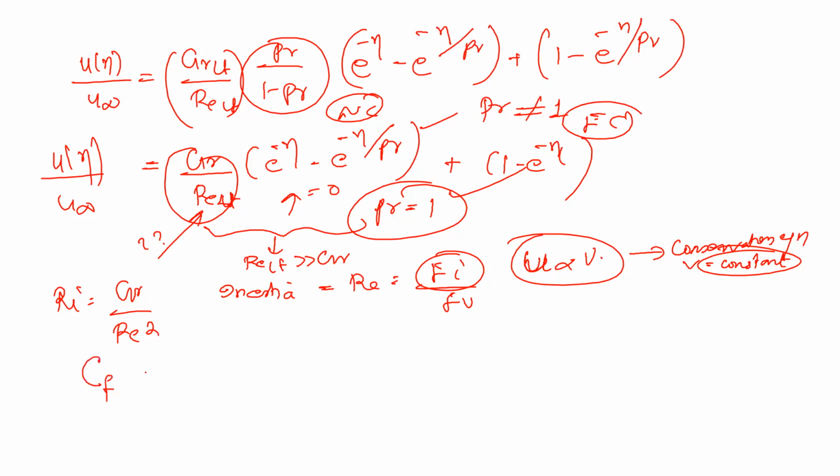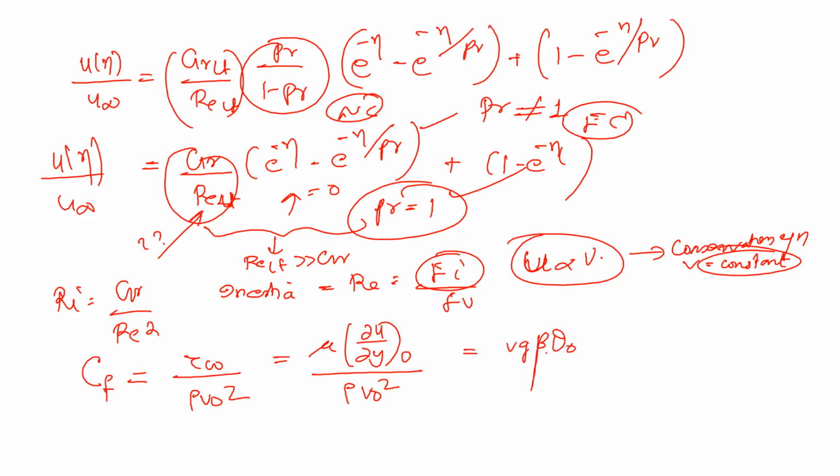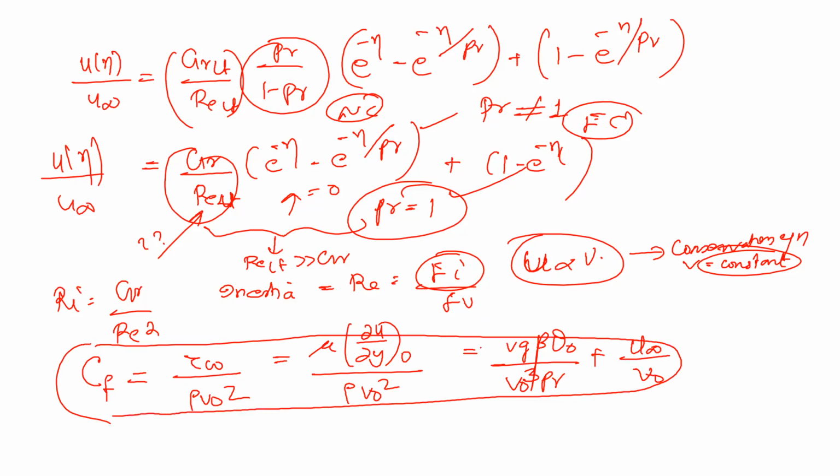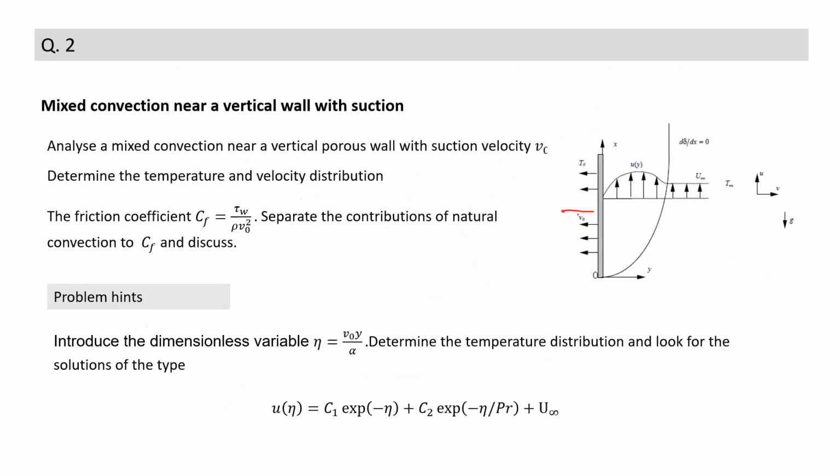Similarly, one question asked is about Cf. Cf is equal to tau_w by rho V square, which is mu dou u by dou y at 0 by rho V0 square. That comes to be g beta theta naught by mu V0 cube into Pr plus U infinity by mu. Just note that expression, substitute it and see. So this problem is a suction problem. Suction is happening at velocity V0 through the porous walls.